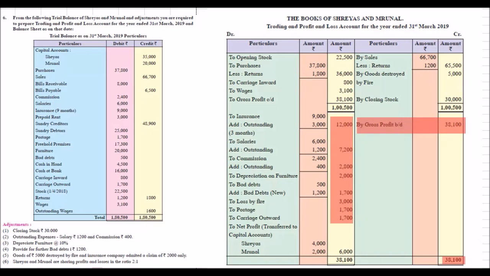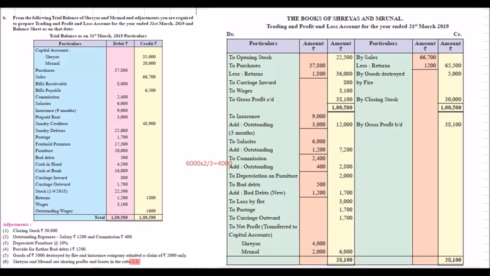This amount we need to deduct from 38,100 rupees. So we are left with a balance amount of 6,000 rupees. After deducting these amounts from 38,100 rupees, we got 6,000. This 6,000 rupees we need to distribute to both partners, Shreyas and Mrunal, in the 2:1 ratio.